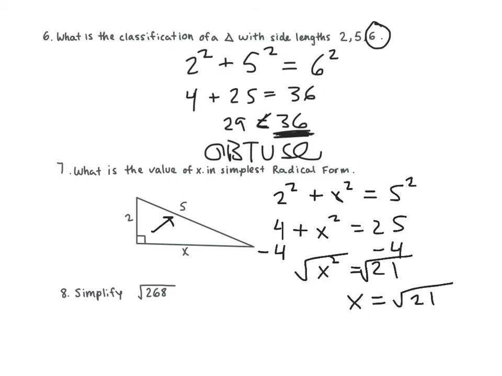What comes out of 21? What can we factor it into? 7 and 3. Can we factor 7 anymore? Can we factor 3 anymore? Do we have any pairs? So x is equal to square root 21 is our simplest form. So if we have a triangle with side lengths of 2, square root 21, and 5, is this a Pythagorean triple? No.